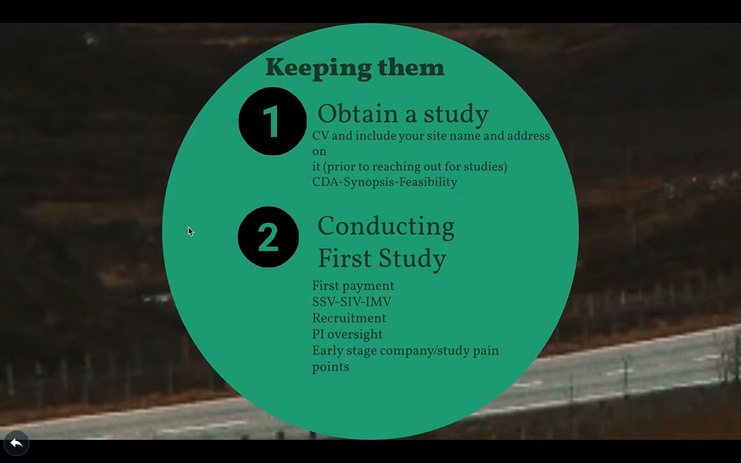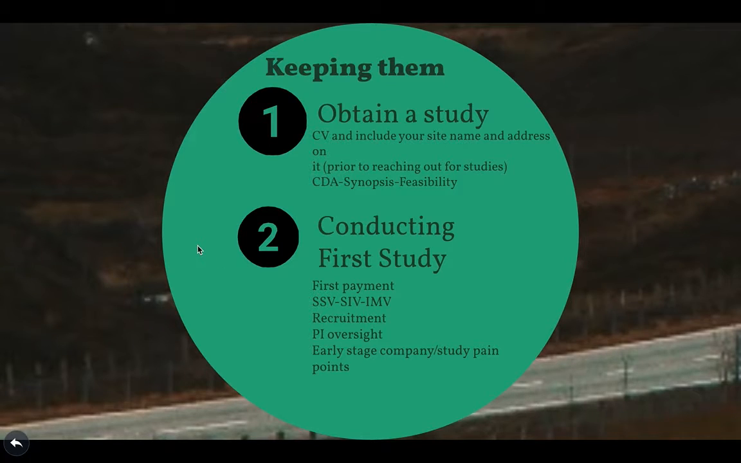So you're going to obtain a study. You're going to need their CV. You're going to need to put your site name and address on it. Then you get the CDAs, synopsis, feasibility. So you don't have to worry about keeping them here yet. But that's the process. Then, this is where you have to start worrying, okay?